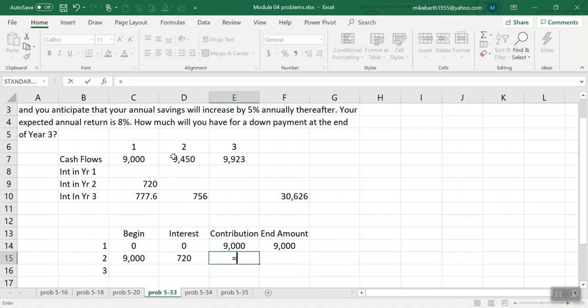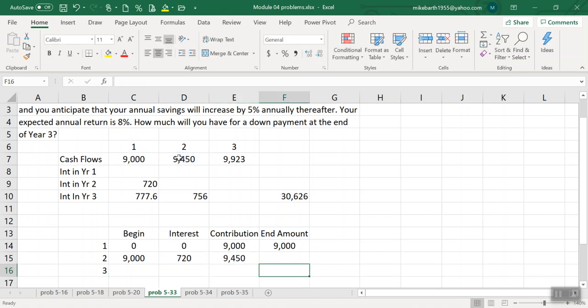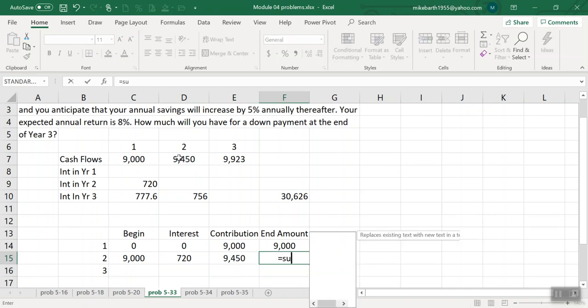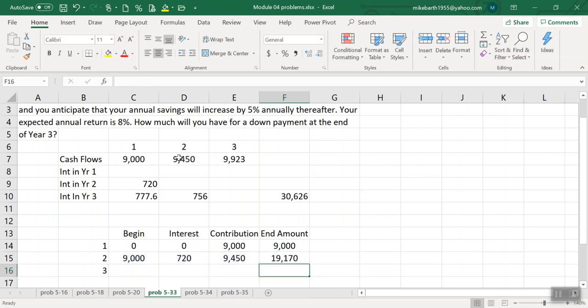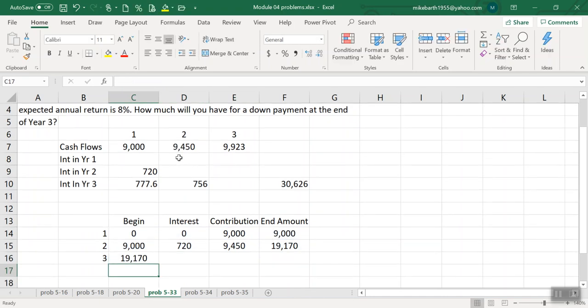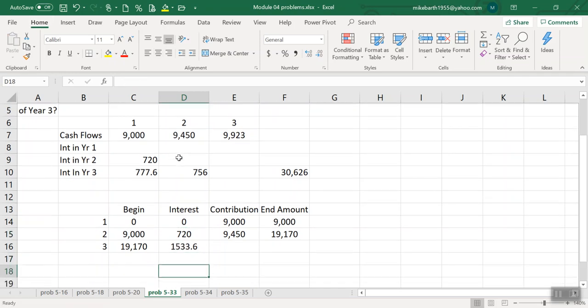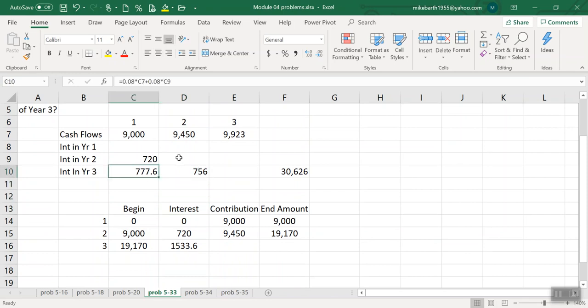And you'll also contribute $9,450. So what you'll have at the end of the second year is the $9,000 you started with, the $720 of interest on that $9,000, plus the $9,450 you put in. So when you start the third year, you're going to earn some interest, $1,533.36, which is actually the amount that we're calculating up here.